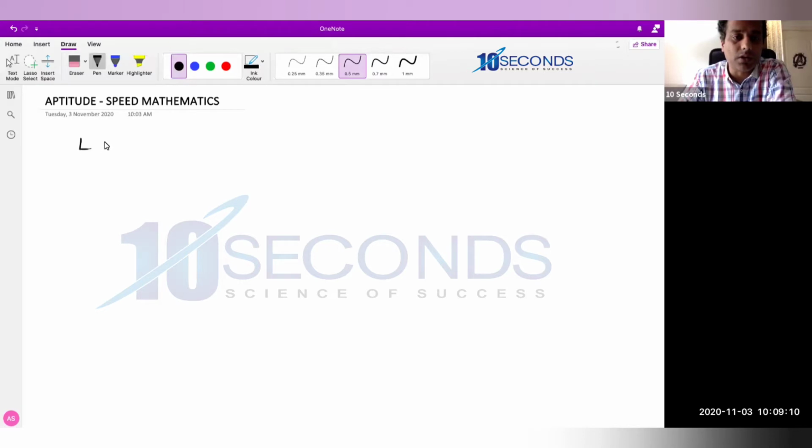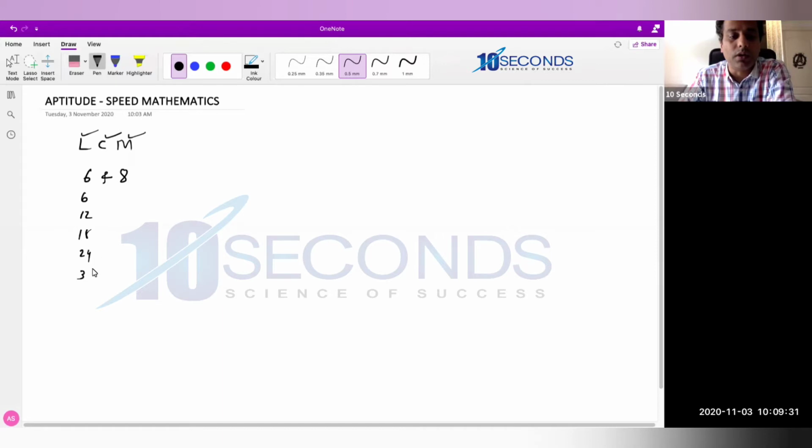LCM is lowest common multiple, right? If I take, say, 6 and 8, we need to take common multiples, followed by the lowest common multiple. Multiples of 6 are 6, 12, 18, 24, and so on. Multiples of 8 are 8, 16, 24, 32, and so on. Taking the common multiples, you can see 24 is the first common multiple.